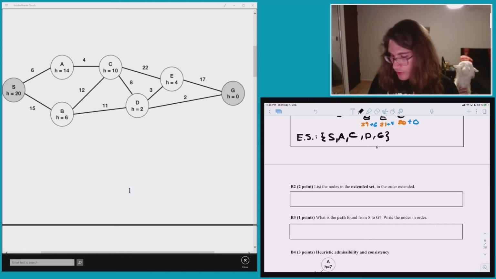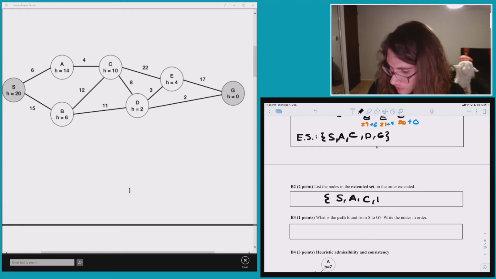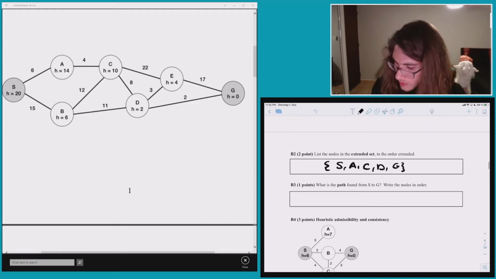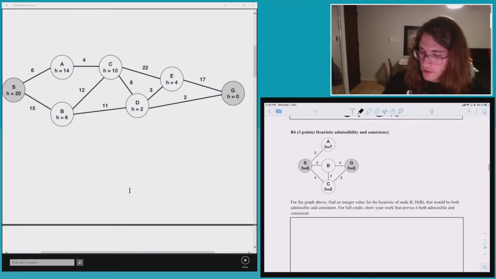And the following questions are follow-up. The extended set, even though it's above, I'll just write it down one more time in order as SACDG. And the path is, because A star was so efficient in this case, SACDG. So it's exactly the variables that we have in the extended set.